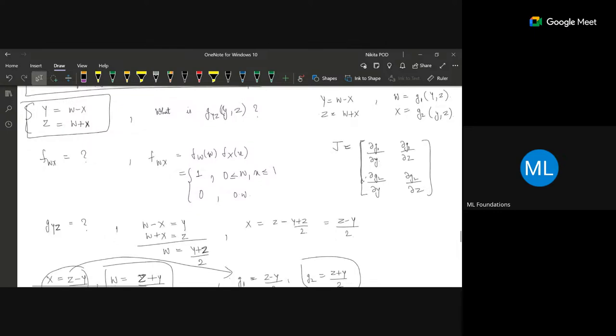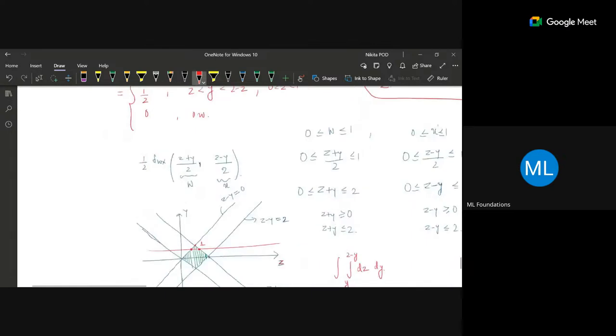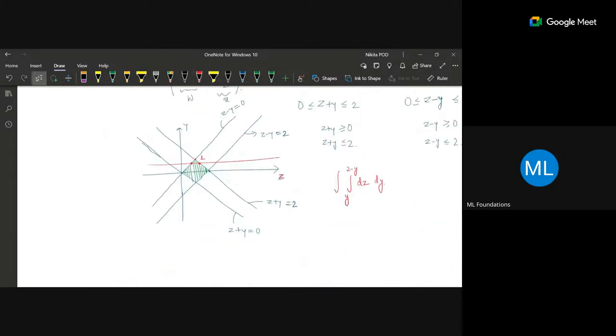Okay, so y can be negative. So we can write this limit as minus 1 to 1. I think I drew it opposite. It was supposed to be y this side. But okay, it's okay. So this is how the limit should be.